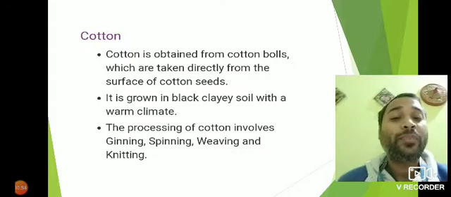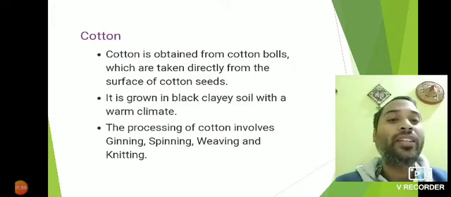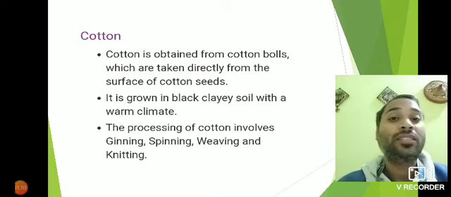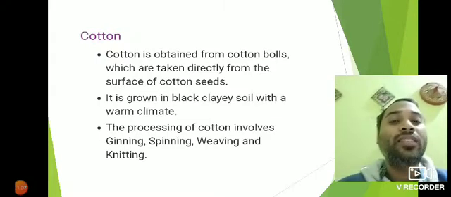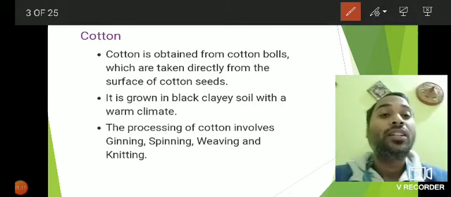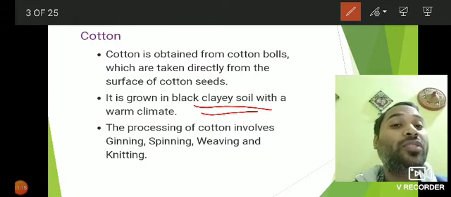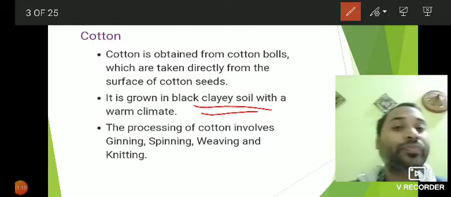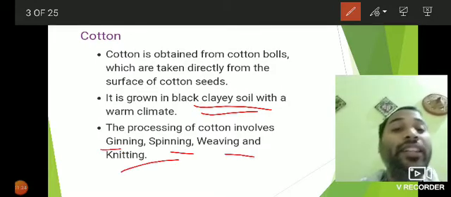So what type of climate is suitable for growing cotton? Basically warm climate. And what type of soil is suitable for growing cotton plants? It is clay soil, black clay soil with warm climate. So these are the suitable conditions for growing cotton plants. Then what are the different processes involved in getting the cotton fabric? The processes are ginning, spinning, weaving and knitting.